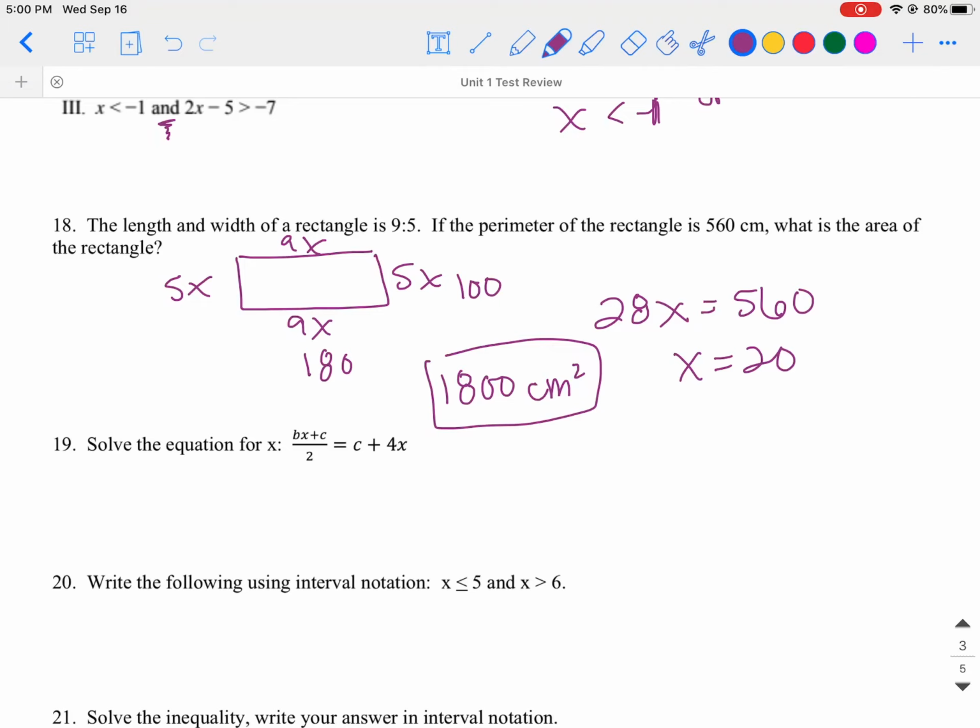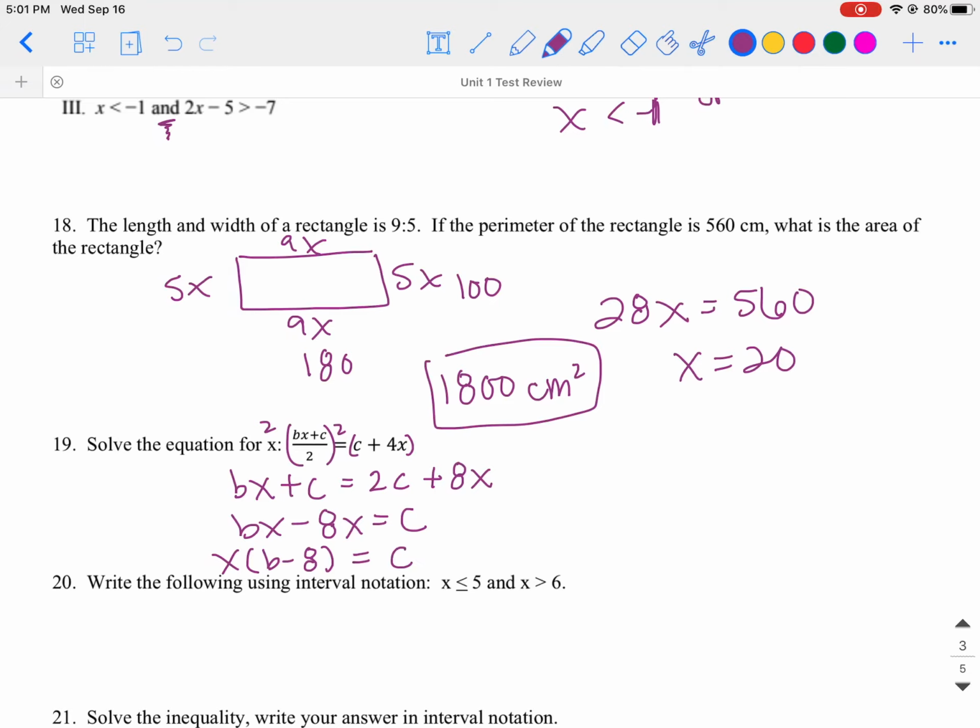Number 19, to solve this for x, I got to multiply by 2 first. So that leaves me with bx plus c equals 2c plus 8x. Anything with an x needs to be on the left side, so I have bx minus that 8x. And if I subtract c from 2c, I just have c. Reverse distribute, take out that x and leaves me with b minus 8. Divide by it, so I have c over b minus 8.